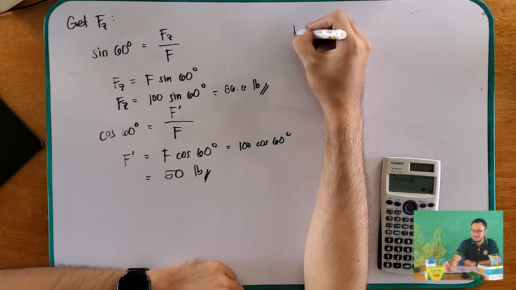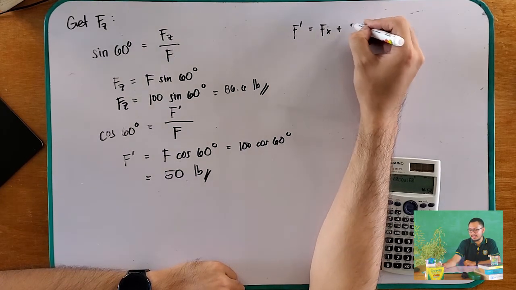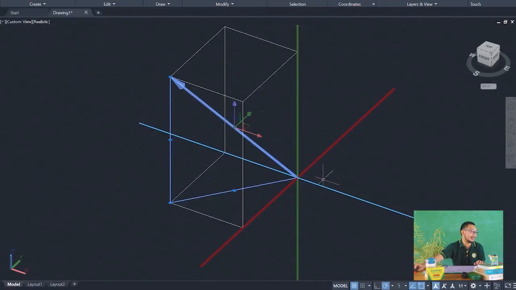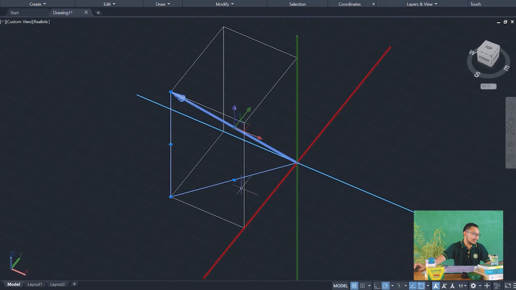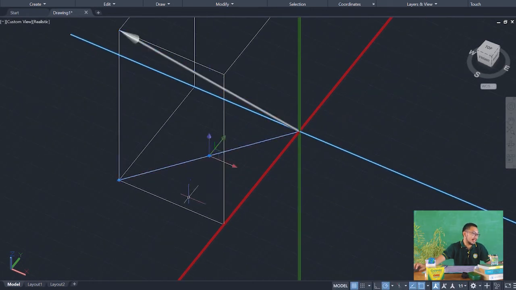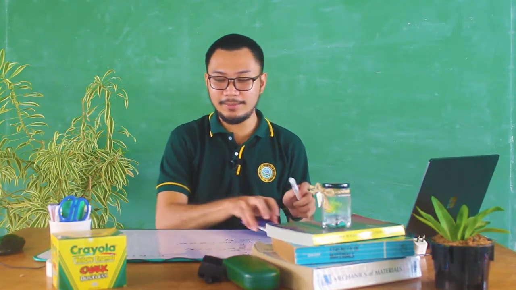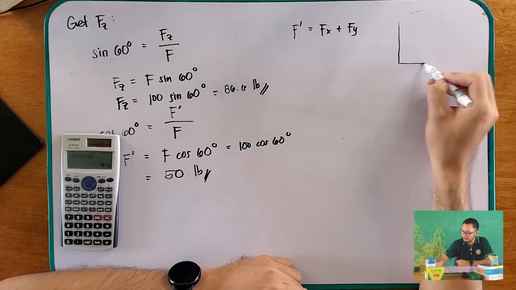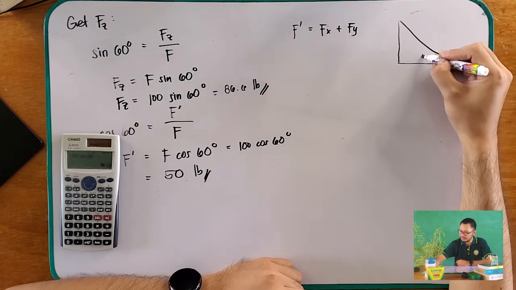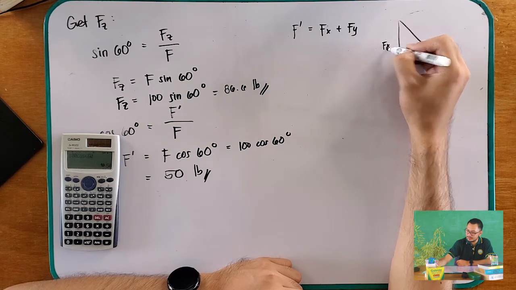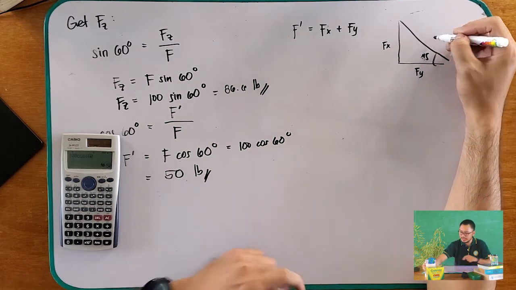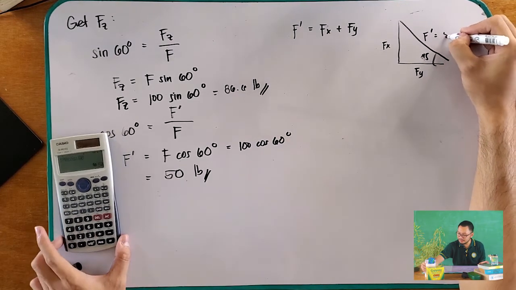And we know that your F prime is just equal to your FX plus FY. Let us look at this in AutoCAD. As you can see, with this triangle here, we can now solve our FX and FY. And it is given in our problem that this angle is 45 degrees. So, what we will do is draw it so we do not get confused. This is our 45 degrees, and this is our FX or FY. And this is your F prime, which is equal to 50 pounds.